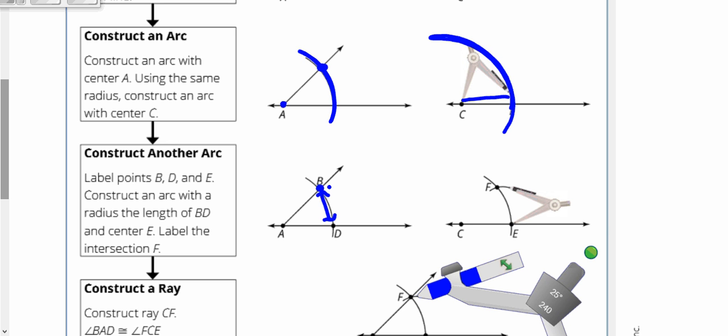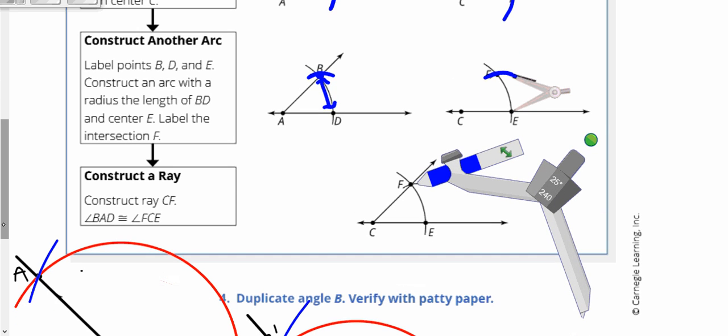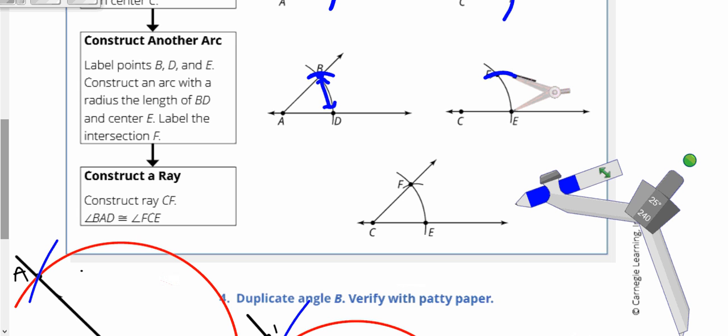And they didn't make a little arc, but you should make a little arc there just to double check. And then you are going to take it over and you're going to make a little arc off of your duplicate one. And then you're going to draw your line segment through, or your ray through the vertex and the intersection point of the two arcs you constructed.